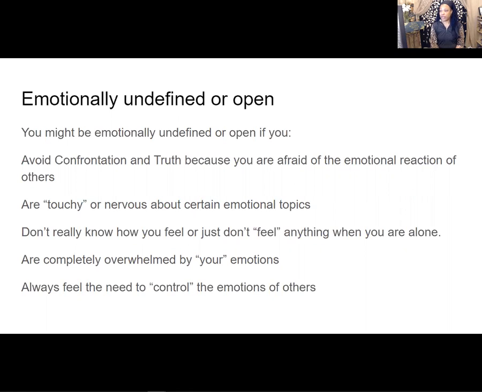You could be undefined or open if you are completely overwhelmed by your emotions. Like they just get so overwhelming that it's intolerable. And you might be undefined or open if you always feel the need to control the emotions of others. So if you notice that you are wanting to calm somebody else or soothe other people emotionally a lot, that might be because you're open or undefined emotionally.